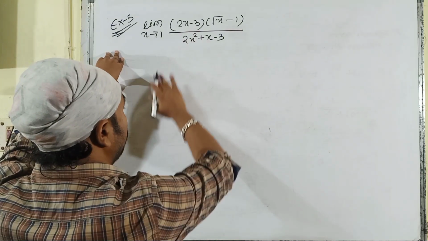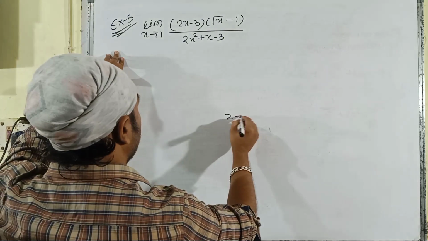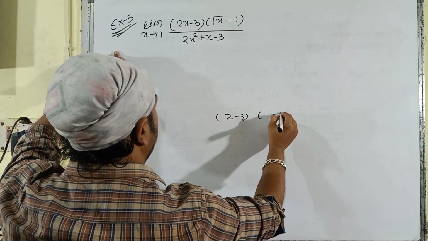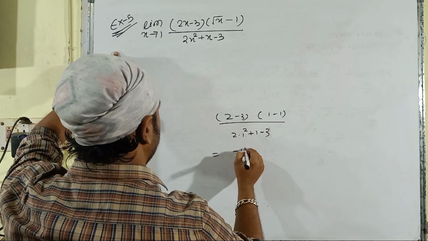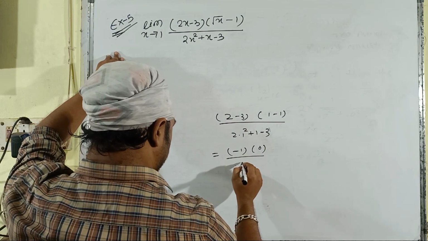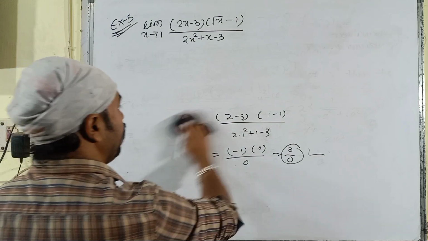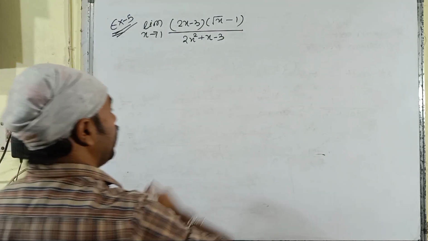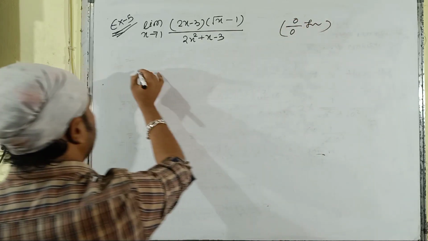First of all, let us check whether it is in the indeterminate form or not. It is 2 minus 3, that is minus 1, times square root of 1 minus 1, divided by 2 into 1 square plus 1 minus 3, that means 0 divided by 0, so again it is 0 by 0 form. So it is indeterminate form, that means we have to rationalize.